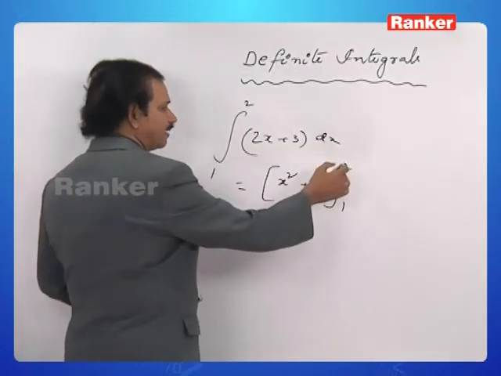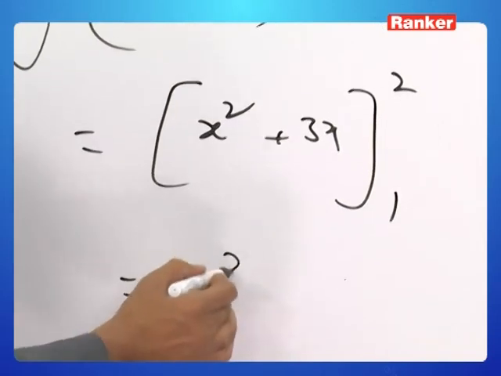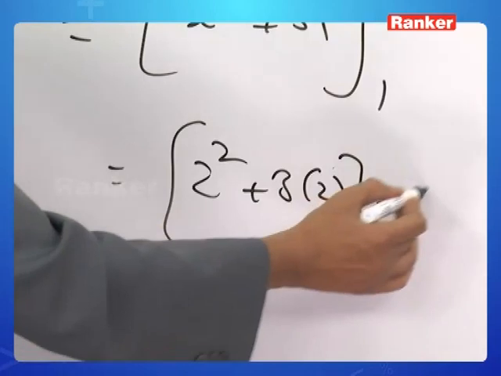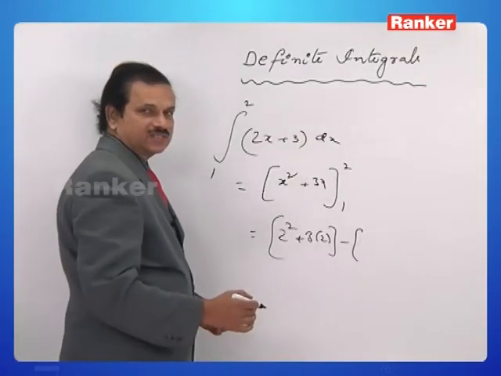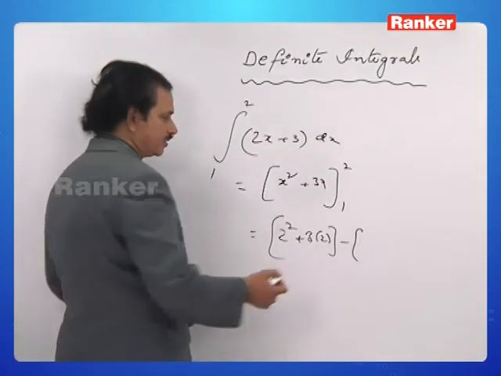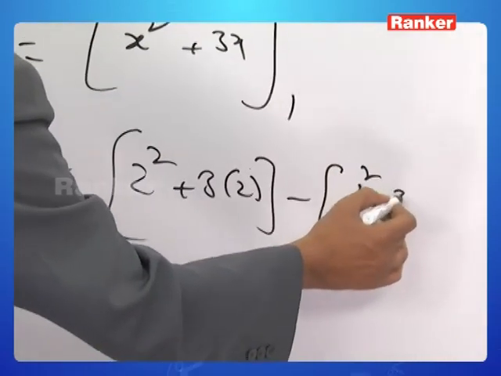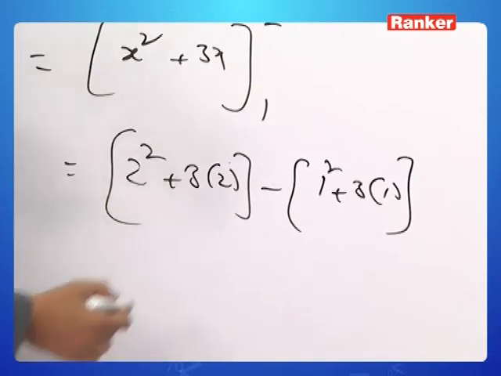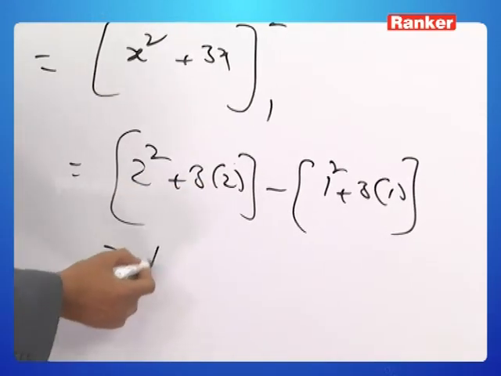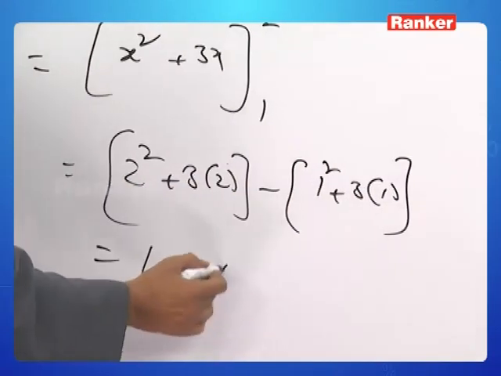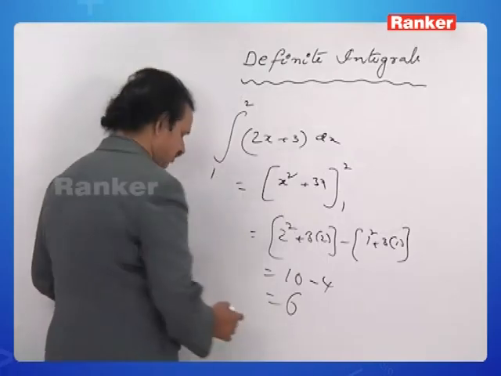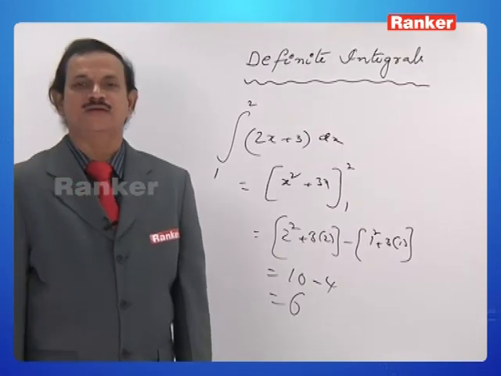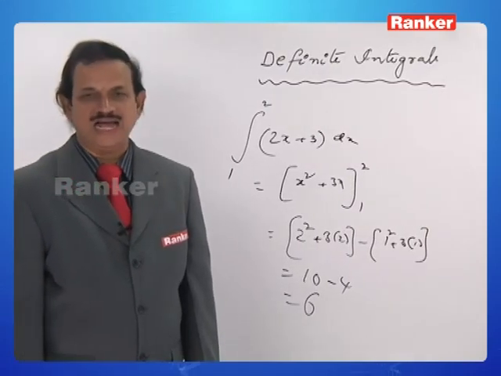First of all, the upper limit is going to be substituted. It becomes 2 square plus 3 into 2, minus, then the turn comes to the lower limit, 1 square plus 3 into 1. 2 square is 4, 3 into 2 is 6, 6 plus 4 is 10, that is 10 minus 1 plus 3 is 4, so it is 6. Like that we calculate the definite integrals which are asked.